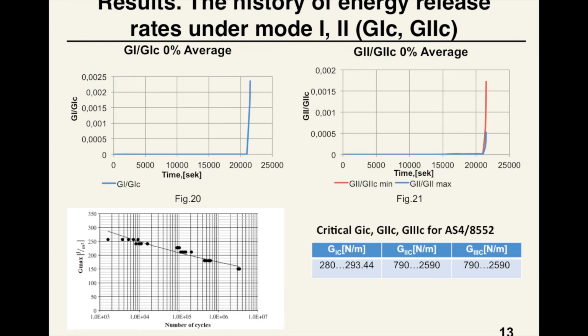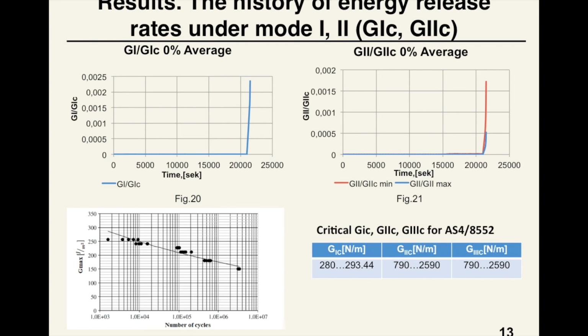To assess the possible further growth of cracks, we analyzed the changes in fracture criteria F1 and F2 over time for a specimen with a crack of 6 mm. The results are provided in figures 20 and 21. Values of the critical energy release rates are given for reference in the table, based on the experiments described in the literature. It's important that the absolute value of the fracture criteria is much less than 1, which indicates the absence of additional crack growth.